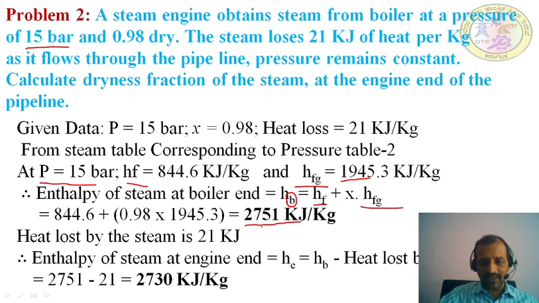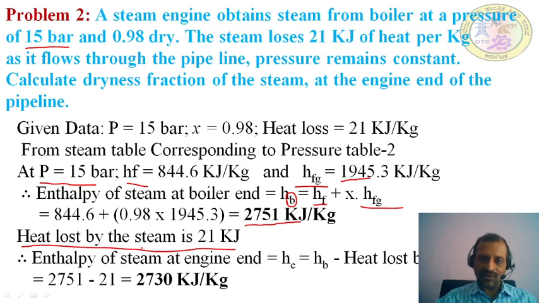It is not at the engine end. From the boiler it has to go to the engine, so you need to find the steam properties at the engine end. Now the heat lost by the steam is 21 kilojoule. What is the heat lost here? When it flows through the pipe. The steam is generated in the boiler. At the end of the boiler, the steam is 0.98 dry, having the enthalpy of 2751 kilojoules per kg.